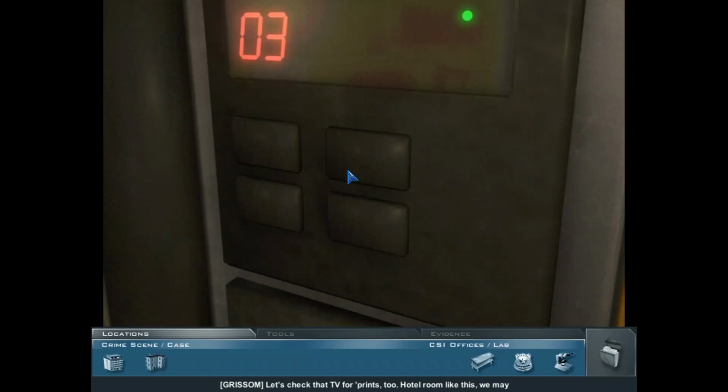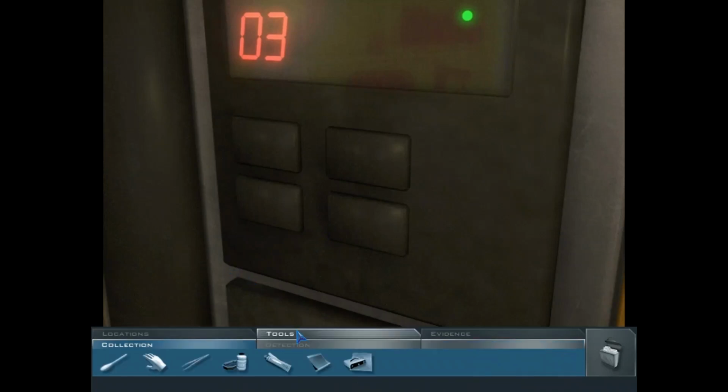Let's check that TV for prints, too. Hotel room like this, we may have to sort through dozens, but the right one may be waiting.